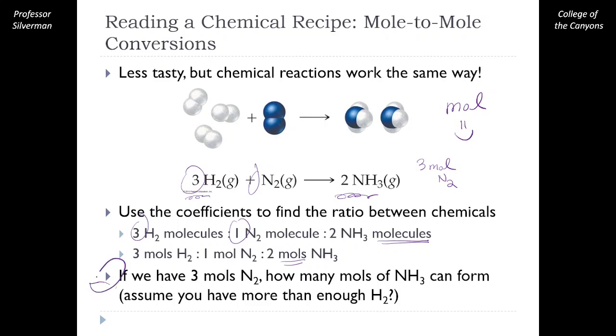Our question down below: if we have 3 moles of nitrogen, and we don't care about moles of nitrogen but we want to figure out the moles of our ammonia, we can look at the conversion. 1 of our nitrogen, N2, gets us to build 2 of our ammonias, NH3.